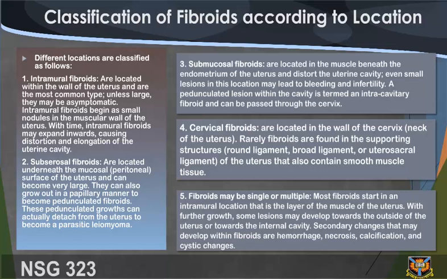Rarely, fibroids are found in the supporting structures of the uterus, the round ligament, broad ligament, or uterosacral ligament, which also contain smooth muscle tissue. 5. Fibroids may be single or multiple. Most fibroids start in an intramural location, that is the muscle layer of the uterus, and with further growth some lesions may develop towards the outside of the uterus or towards the internal cavity. Secondary changes that may develop within fibroids are hemorrhage, necrosis, calcification, and cystic changes.